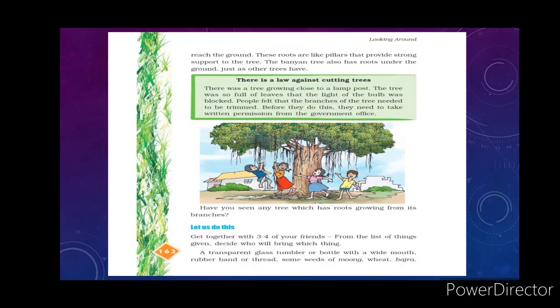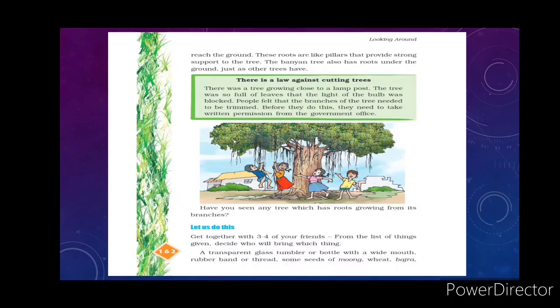So have you seen any trees which have roots growing like branches? If you have not seen, when you travel by train or bus, maybe you can see a banyan tree at the roadside, or some unusual root types of tree. So observe those things and develop your observation power.